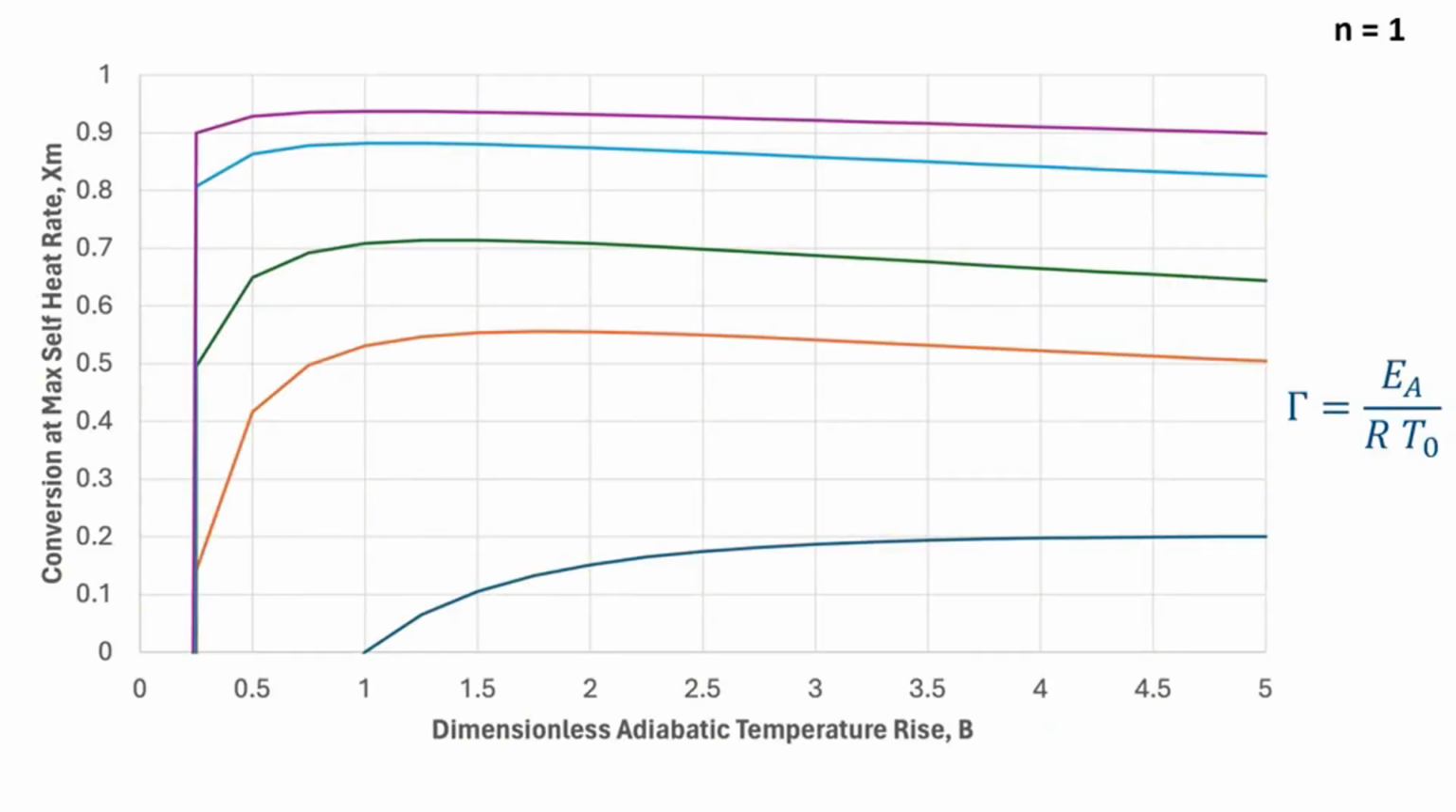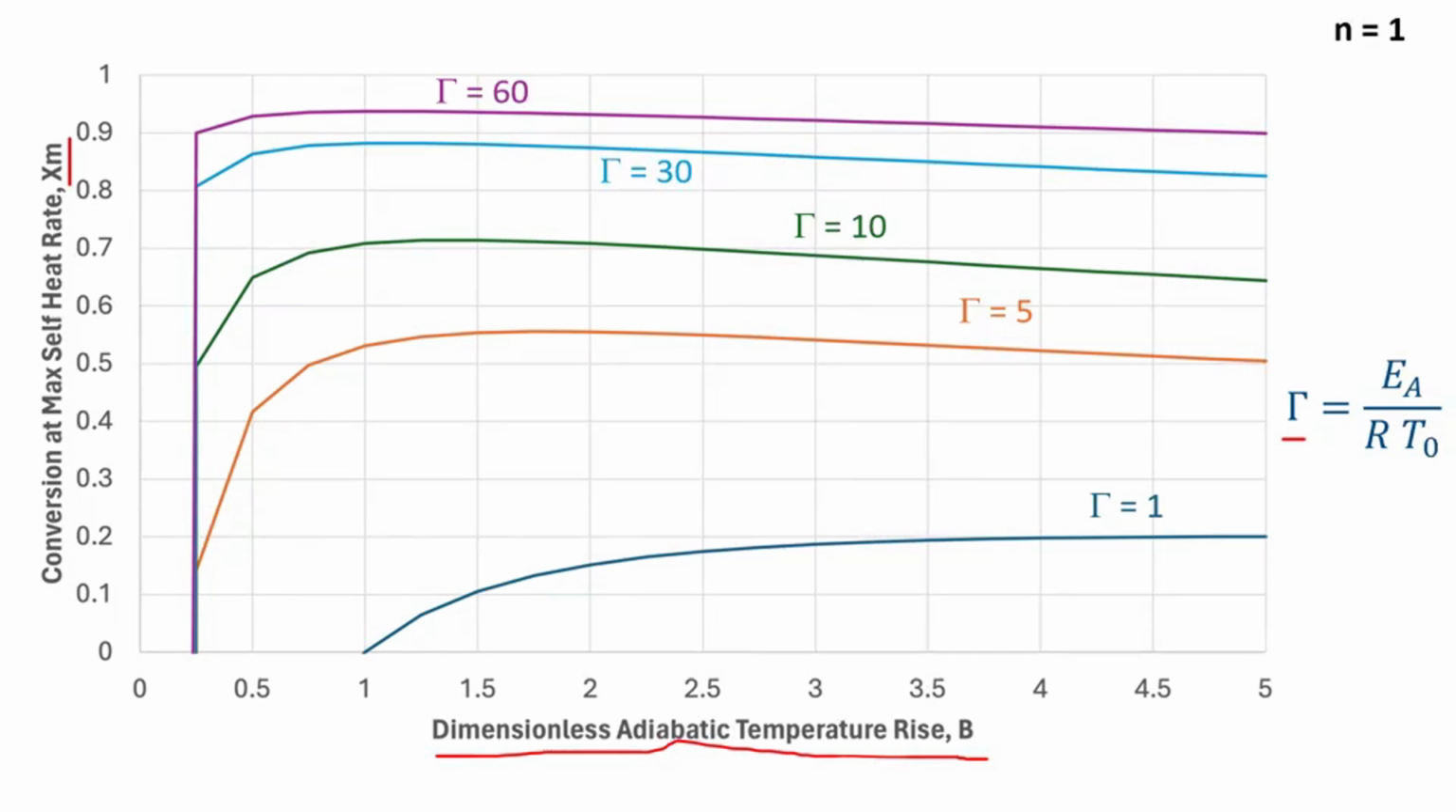To get a visual on how that expression we just saw for xm, the conversion at the max self-heat rate, varies with dimensionless adiabatic temperature rise and the dimensionless activation energy, we can visualize this in a couple different ways. Here we see a few different sigmas: sigma equals 1, sigma equals 5 in orange, sigma equals 10 in green, sigma equals 30 in blue, and sigma equals 60. We see that as sigma increases, we reach higher and higher conversions for the max self-heat rate.